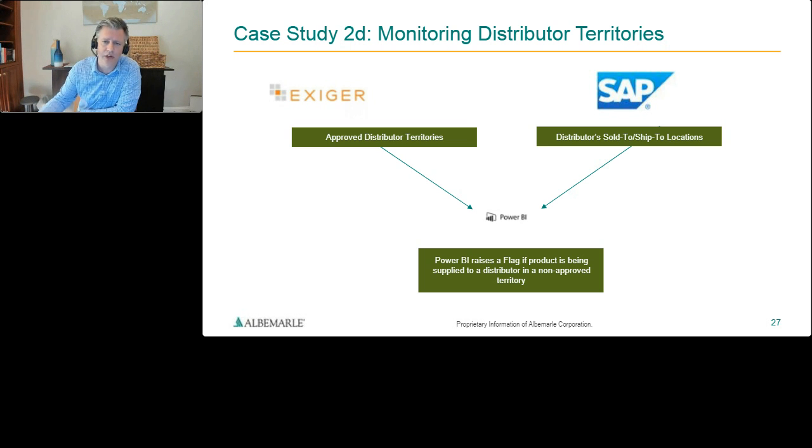outside of their authorized territory, it will raise a flag, and then my team will follow up with the appropriate salesperson. Again, just a really great way of bringing data together in a control that helps manage the risk of scope creep.